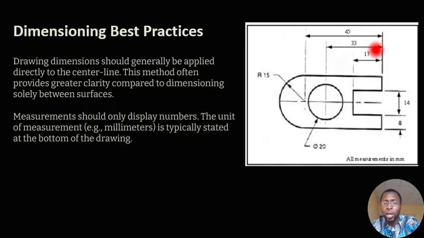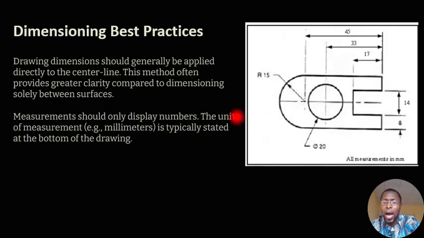So when we are dimensioning our object, we should write it directly on the center line. This method will provide greater clarity compared to dimensioning solely between surfaces. When the dimensions are just between surfaces, the viewer might not be able to understand where the dimension belongs. But as you could see here now, following these center lines and then writing the dimension, it will be easy to understand that this 45 here is between this point here and this point.